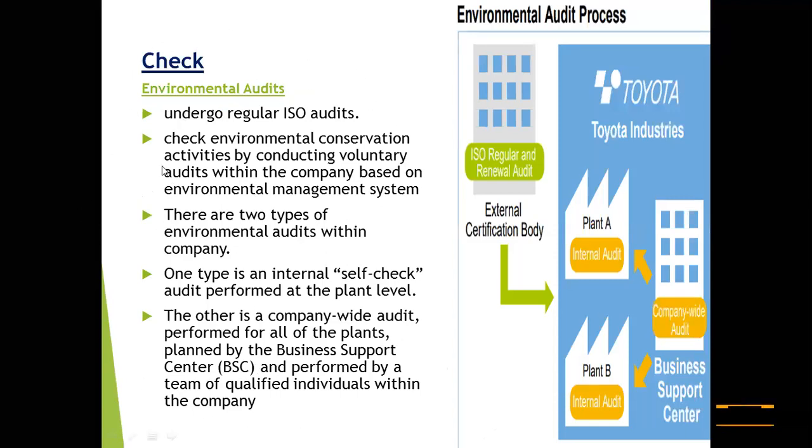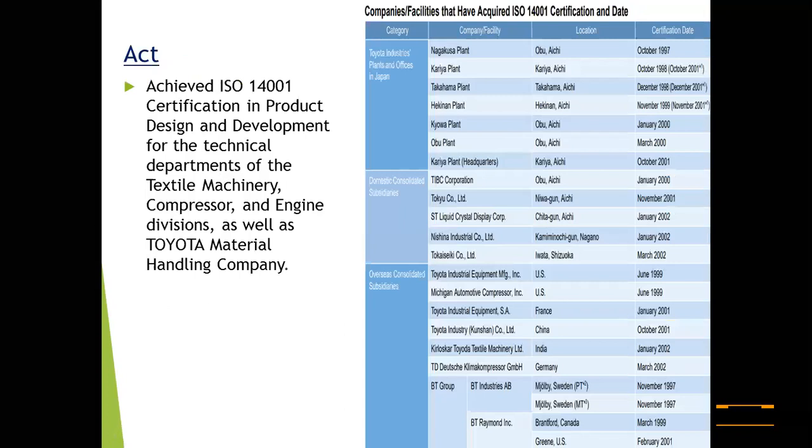Then audits, environmental conservation activities. Environmental audits, self-checks. The audits mean checking. So you can see these internal audits, of course, company-wide. Then external bodies can also come and do it maybe once a year. External audits to check the compliance of this. So actions, achieving this.